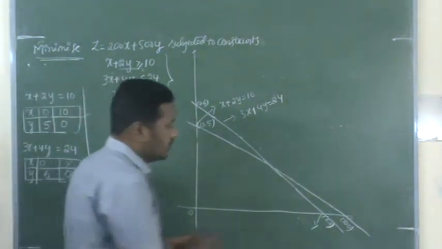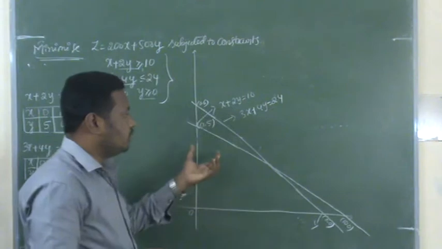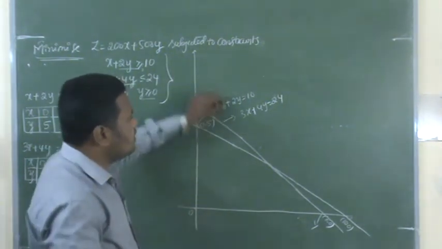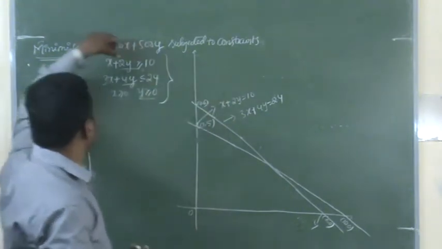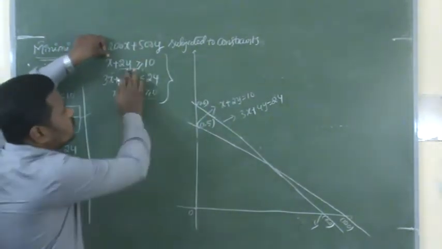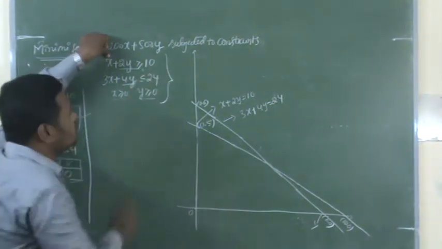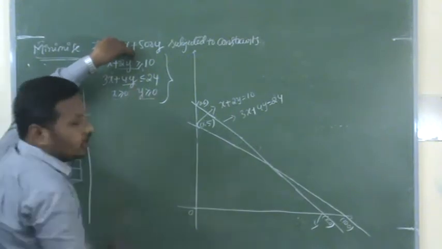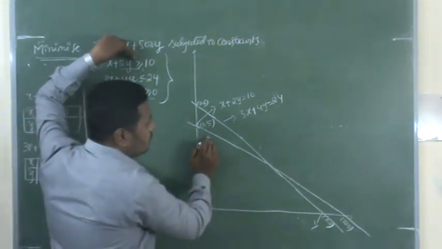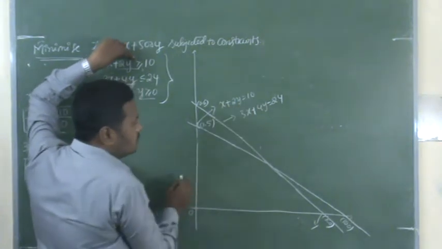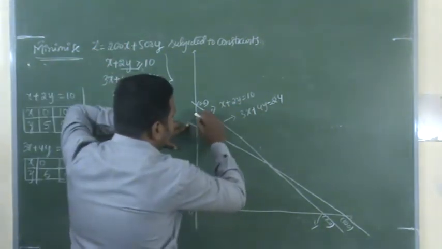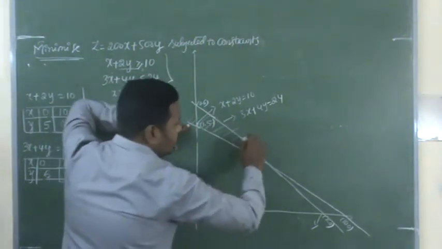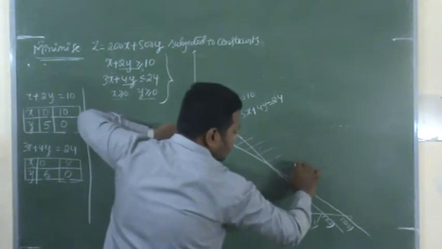The next step is to find the feasible region. For the first inequality, x plus 2y is greater than or equal to 10, we put 0 for the two variables. It is false. False means above the origin, away from the origin.